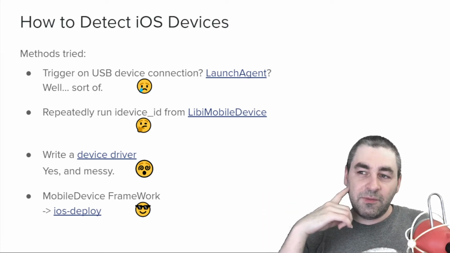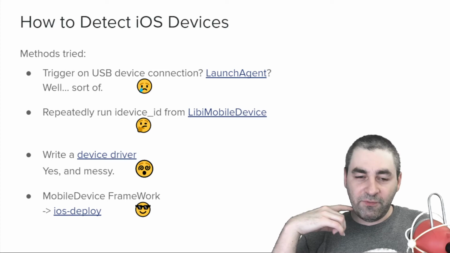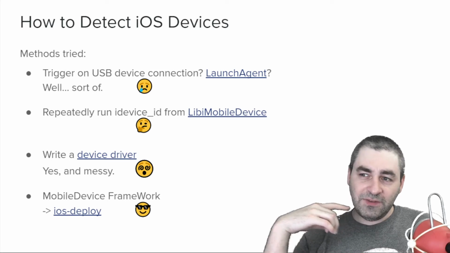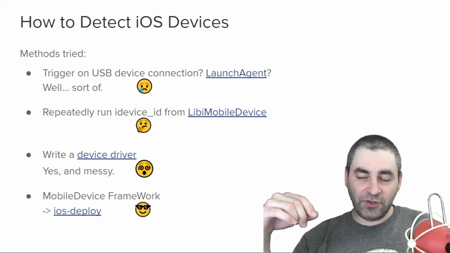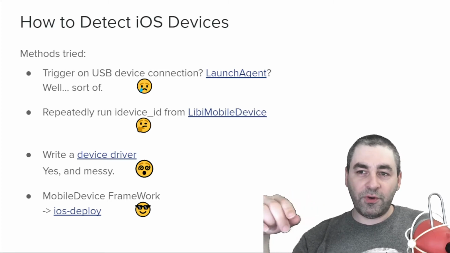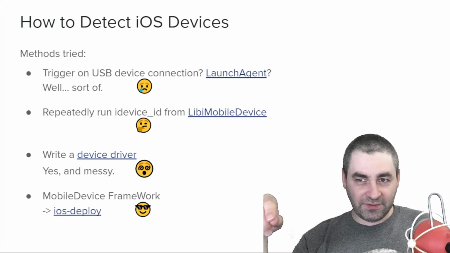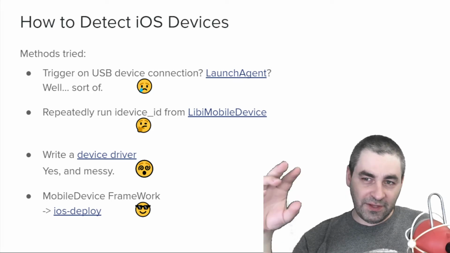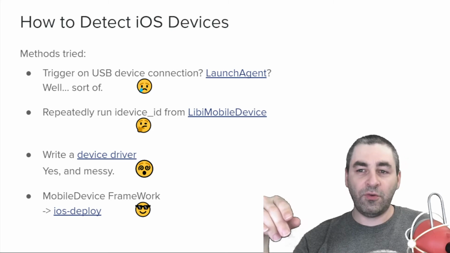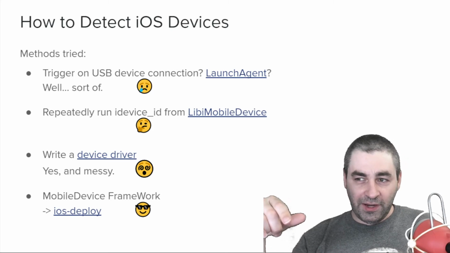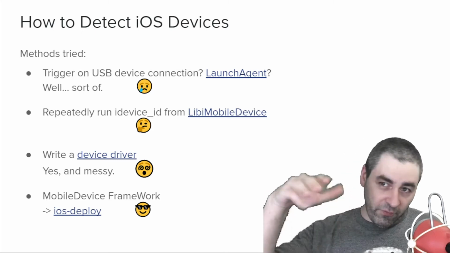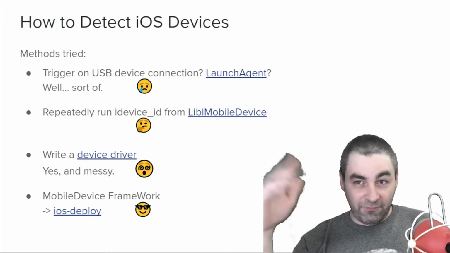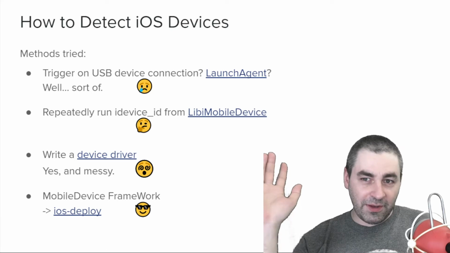Another way you can think about it is there's a thing called libimobiledevice, which has existed for some time, and it's basically a reverse engineered implementation of the Apple protocols to communicate with iOS devices. It has a command called idevice_id, which can actually list all the devices that are connected to a machine. So one idea you could have is to simply run that command over and over and see what devices appear, and if a new device appears, then go and do something with it.